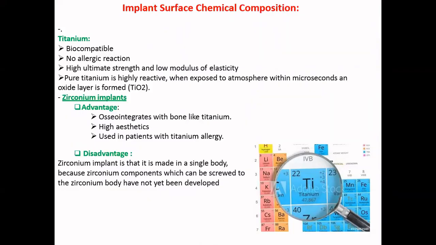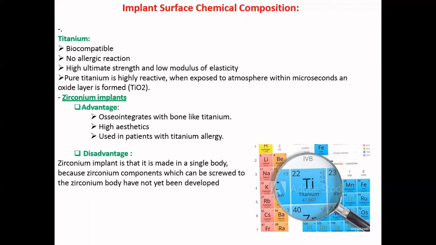What is the surface composition of the implant? Implants are made basically of titanium, which is biocompatible, has no allergic reaction, has high ultimate strength, and has a low modulus of elasticity. These characteristics play an important role in titanium being used as an implant.